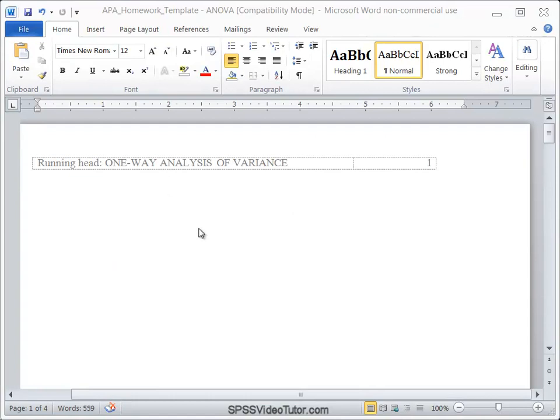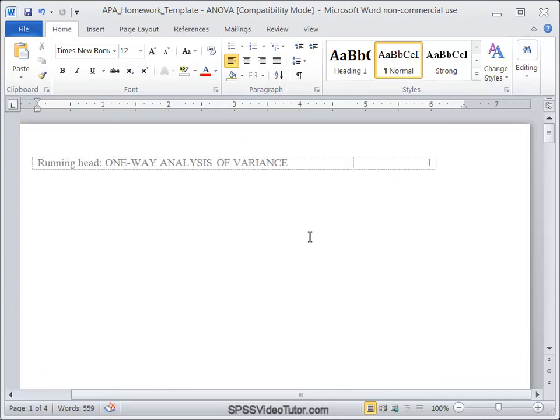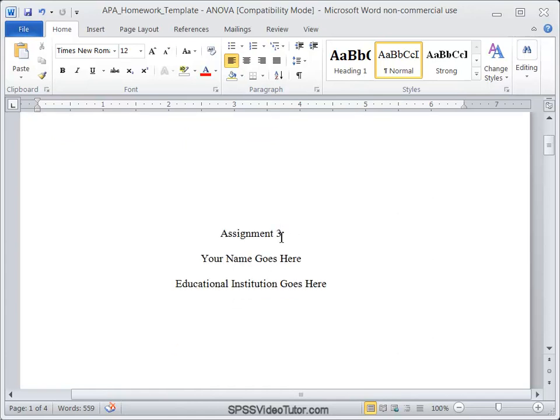So here we have the title page, and we have the running head, which is simply an abbreviated title that explains what your analysis or report or study is about. And then we have the page number over here, and you can see an example of this on page 41 in the APA Manual 6th edition. Alright, so you have your title, your name, and your educational institution.